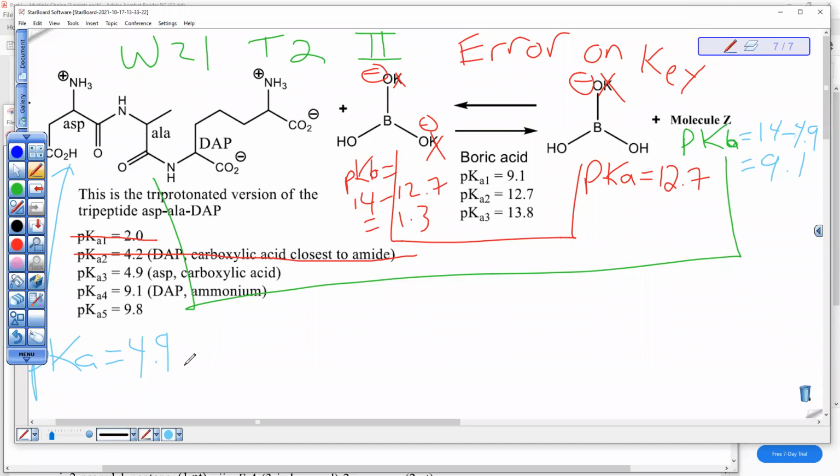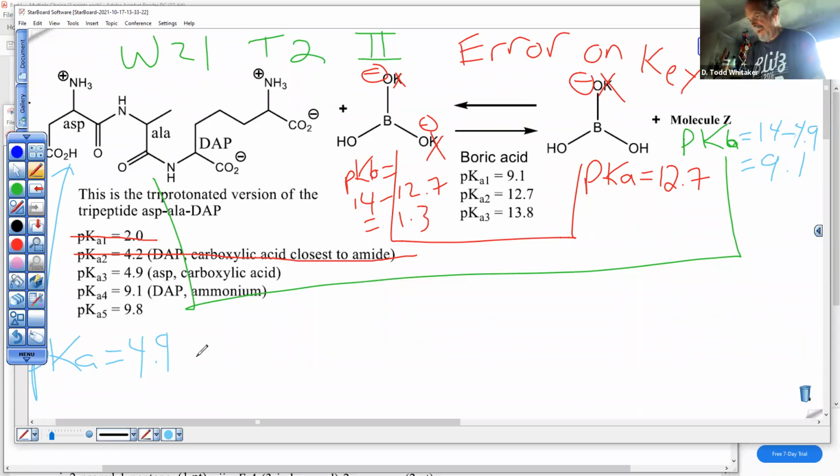Wait, but you didn't cross off the first 3 here, and it says triprotonated. If you cross off the first 3, it's only diprotonated. There's only 2 left. Oh, okay. Okay, thank you. Okay. So pKeq is the left pKa minus the right every day of the week.